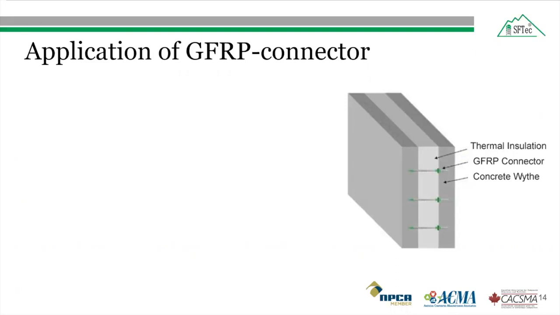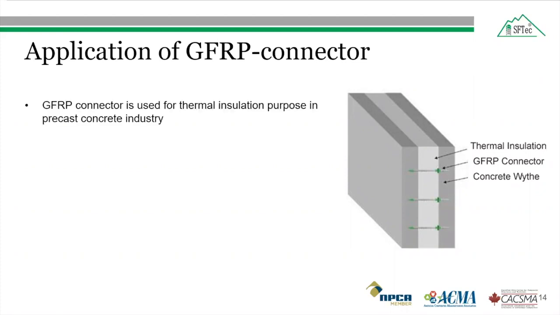The shear connectors are used to transfer in-plane shear forces between 2 widths. As we can see in the figures, there are 2 concrete widths at the 2 ends. The sandwich panels are usually designed as one-way structural slabs, and shear forces are generated due to the longitudinal bending in the panels. The shear connectors may be used to transfer the weight of a non-structural width to a structural width. The GFRP connectors are used for thermal insulation purposes in the precast concrete industry, such as plant precast and cast in place projects.